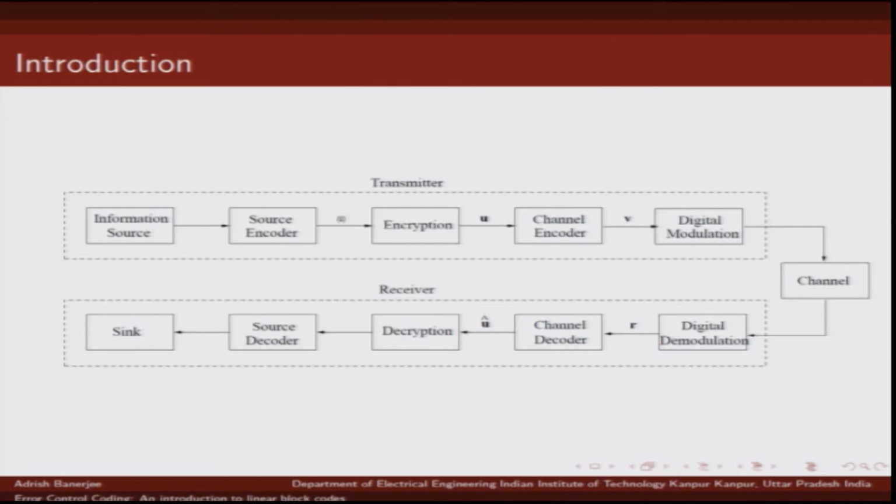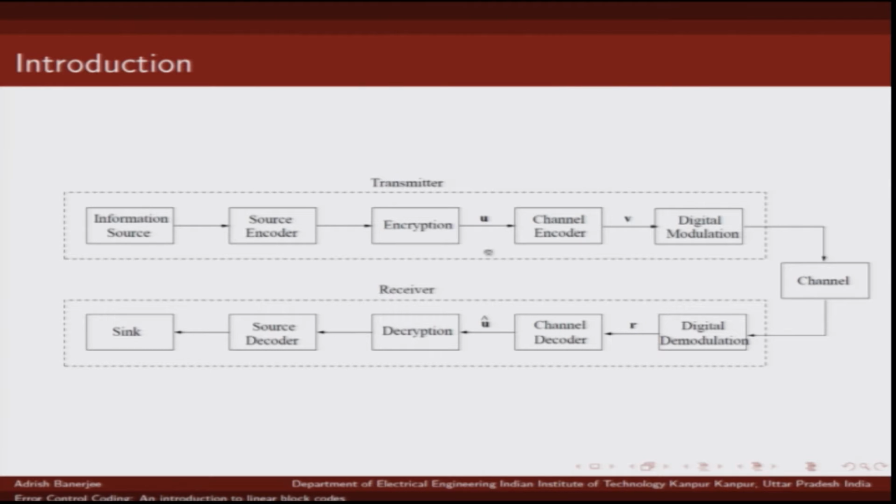The first block that you see is the source encoder. Source encoder essentially does data compression. It tries to represent the source efficiently, in terms of the minimum number of bits required to represent the source. That is done by this block, the source encoder. Once you have compressed your source, the next block is data encryption. This is for secrecy.